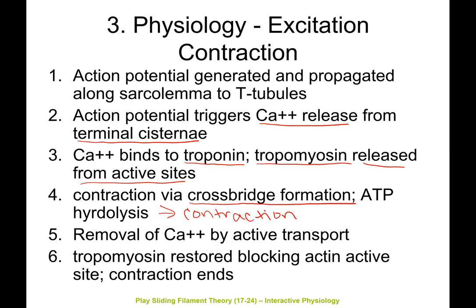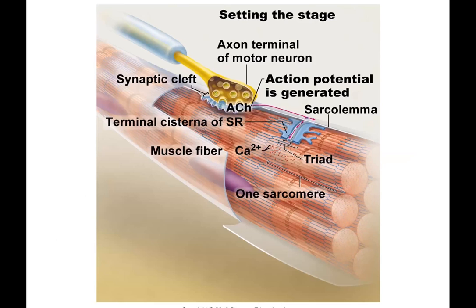Okay. So let's walk through this using the images from your textbook. Again, if we try to add all this in here, we've got an impulse coming down a neuron. Calcium channels are going to open. That's going to cause synaptic vesicles to release acetylcholine here into this cleft. That's going to get picked up by those receptors on the motor end plate. That's going to cause sodium channels to open.